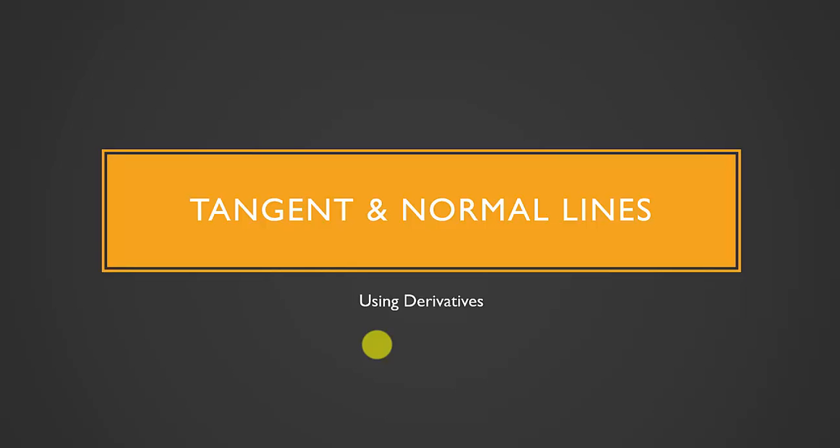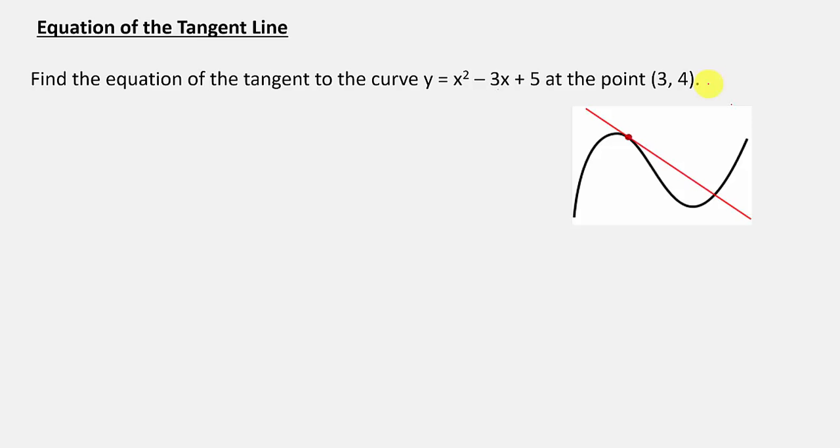Okay, in this video we're going to learn how to write equations for tangent and normal lines using the derivatives that we've learned recently. Okay, so now we're going to look at how we can write the equation of a tangent line. So if we look at this picture over here, you have a polynomial, or a curve, and then you have this red line here, and this red line is tangent to this curve at this point. So it just touches the curve at that point.